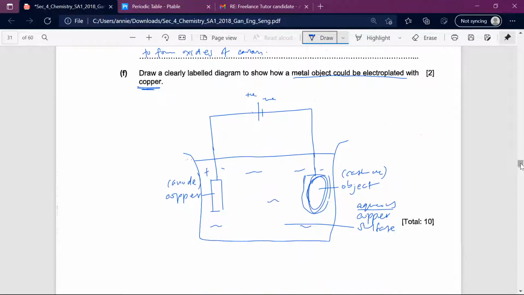Okay, remember in this kind of diagram, you need to have correct terminals. You need to label your anode, and you need to label your cathode, and also this battery here, and also you need to correctly label your materials, which is this copper, your object, and also the copper sulfate.